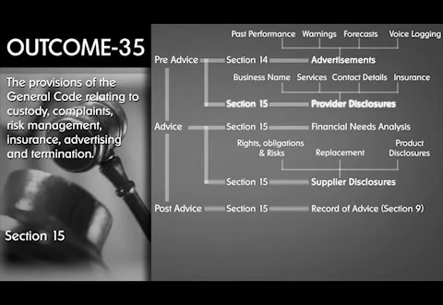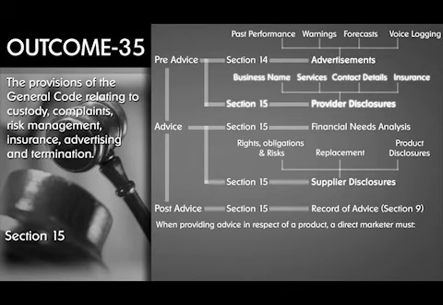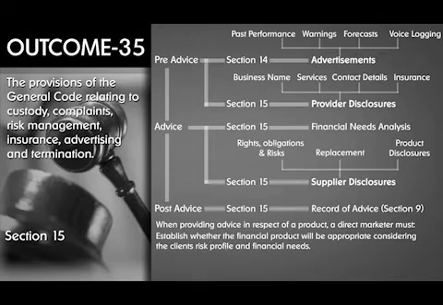Section 15 begins by dealing with disclosure requirements in terms of direct marketing, which includes the business or trade name, confirmation of being an authorized FSP, as well as the services the direct marketer is authorized to provide, telephone contact details of the direct marketer, except where the client initiated the call, as well as compliance department, and whether the direct marketer holds professional indemnity cover. When providing a client with advice in respect of a product, a direct marketer must establish whether the financial product will be appropriate considering the client's risk profile and financial needs. This is basically a financial needs analysis.